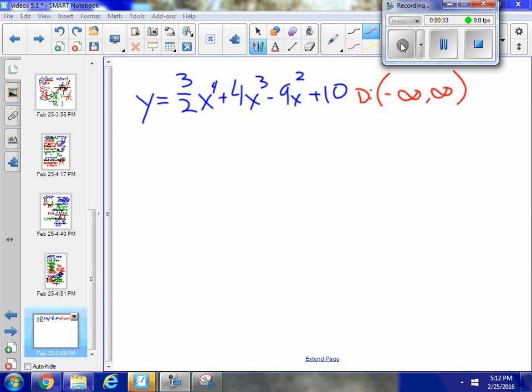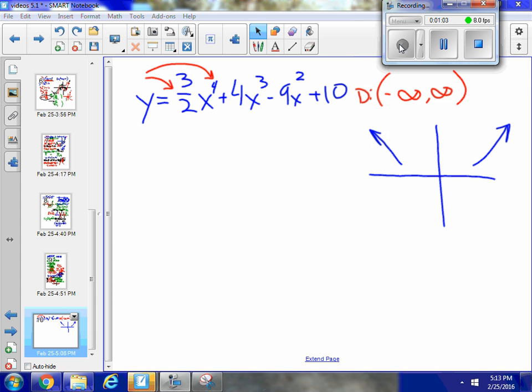I also know that the end behavior of this graph is going to be up, up, because the highest power is even, and I do not have a negative sign in front of the leading coefficient. So if I'm going to graph this thing, I don't know exactly what it's going to look like, but I know that the end behavior as x goes to negative infinity is going to be up, and the end behavior as x goes to positive infinity is going to be up.